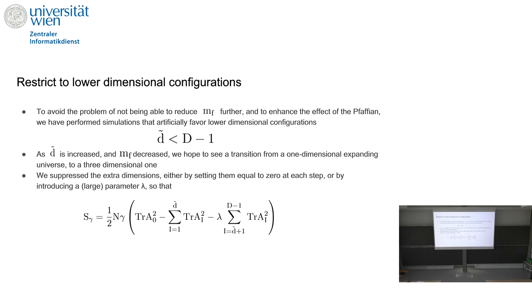Now, the way we did the suppression was in two ways. First, one can set the remaining dimensions equal to 0 at each step. Or if we want to see in a continuous way the effect of this suppression, we can introduce a parameter lambda in this Gaussian term. And as this becomes very large, then d tilde configurations will be enhanced and higher dimensional configurations will be suppressed. And we hope that with this cooking that we're doing here, the bias will be small, expecting a low dimensional universe to emerge.